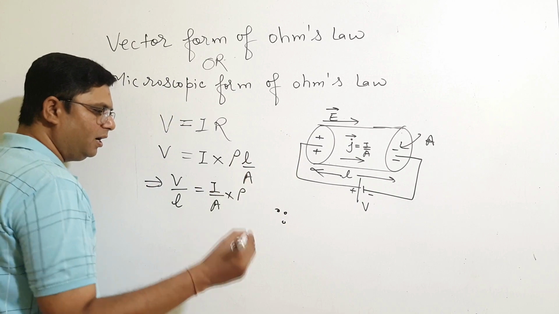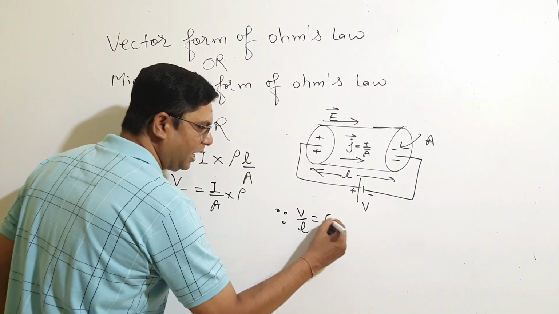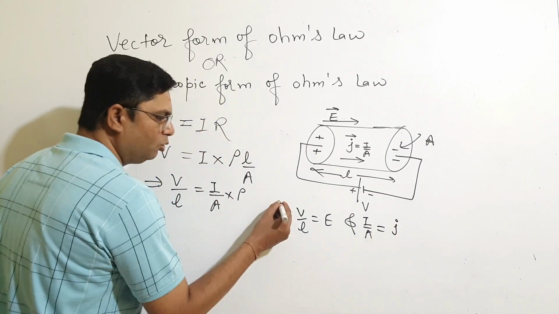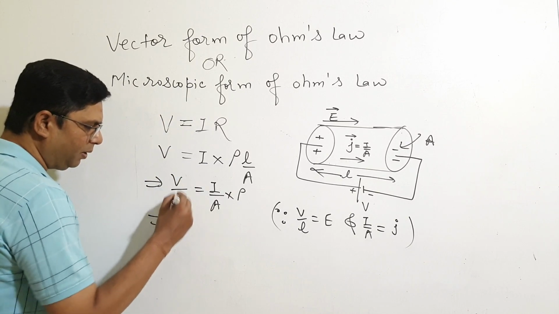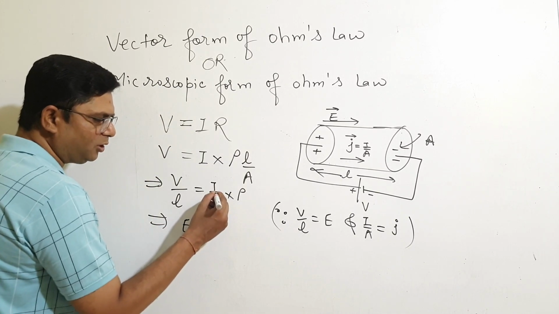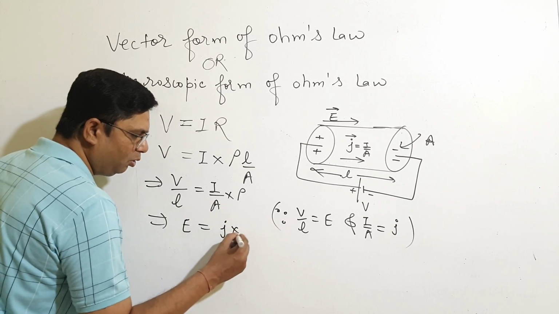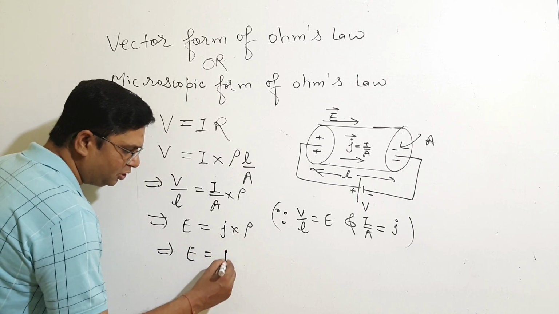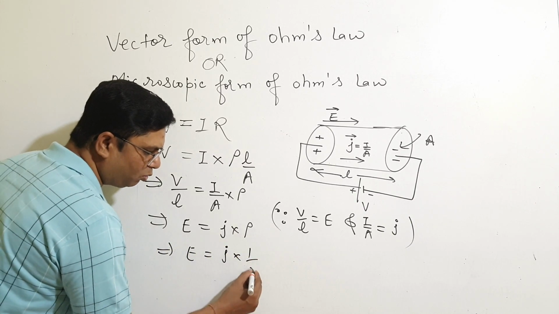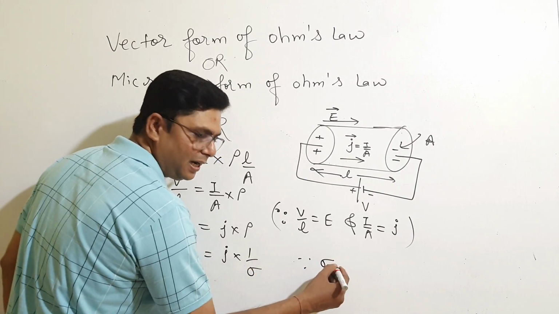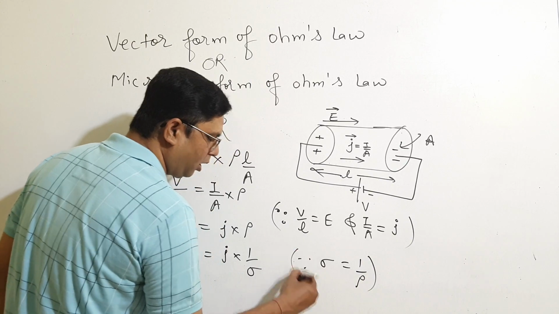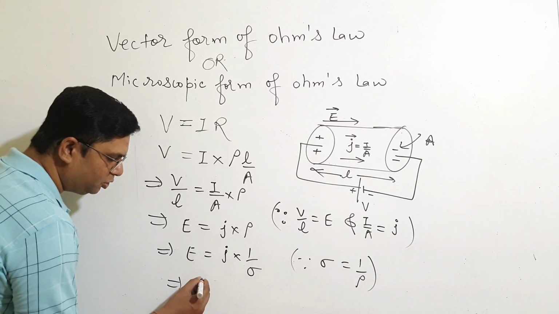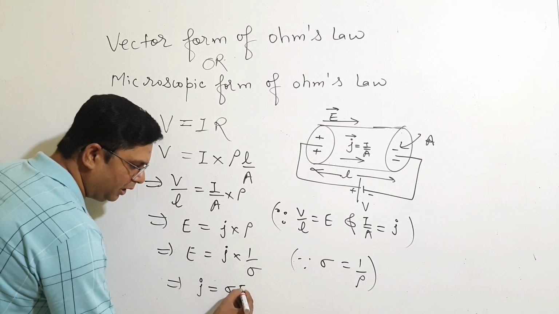Now you have learned that V by L equals E, the electric field, and I by A equals the current density J. So put the value: at the place of V by L, write electric field, and at the place of I by A, write J into rho. Further, you also know that E equals J into rho, which is 1 by sigma, because sigma, the conductivity, is the reciprocal of resistivity. Now just cross multiply it, so you get J equals sigma into E.